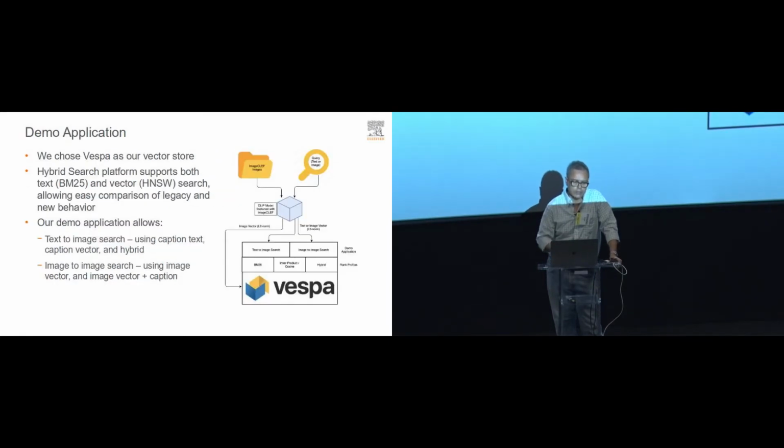And so we chose Vespa as our vector store. Again, I don't work for Vespa, but I'm a big fan. It's a hybrid search platform that supports both text BM25 and vector search. It does more than HNSW, but I'm just using HNSW here, to allow easy comparison before and after. Our demo application allows you to do text to image search using straight caption text, matching on caption text, matching on the caption vector, matching on the image vector, and a hybrid of those. There is also image to image search, where I select one of the images from my output and say show me all similar images. I can do it with image and caption as well.